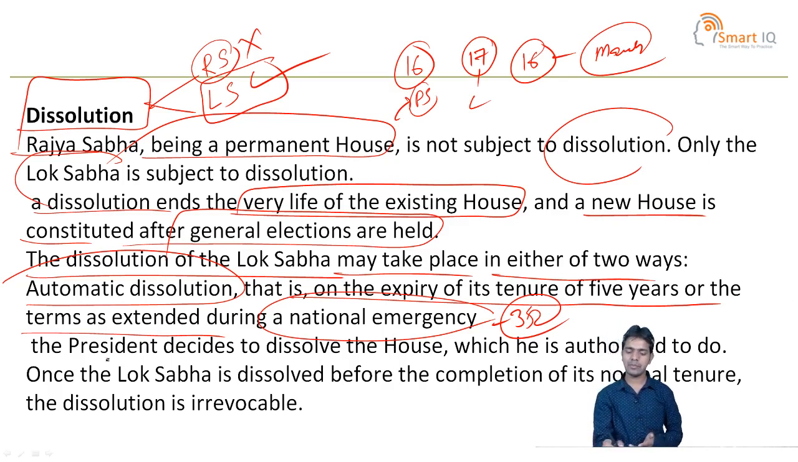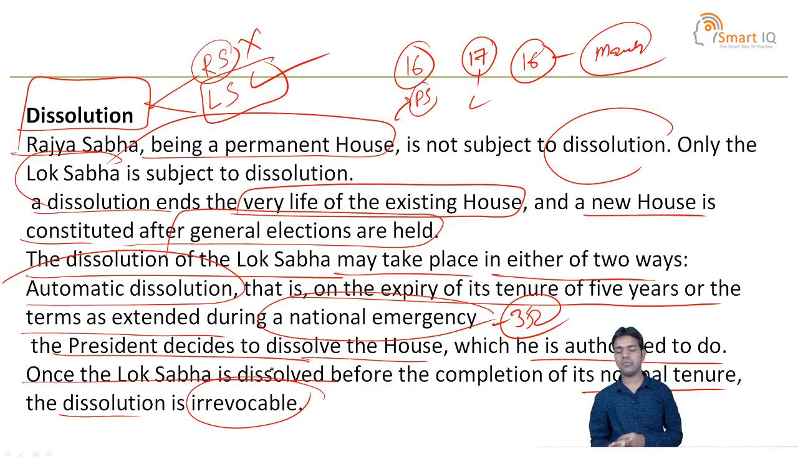Also, the president decides on the dissolution of the house, being authorized to do so. Once the Lok Sabha is dissolved before the completion of its normal tenure, the dissolution is irrevocable. And whenever the ruling party loses its majority, the president also has the power to dissolve the house. So this is regarding the dissolution of the houses.